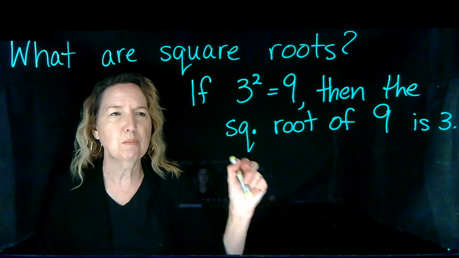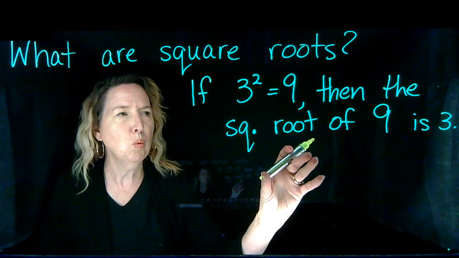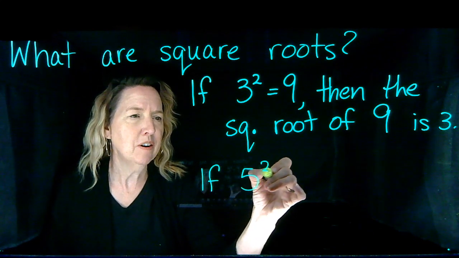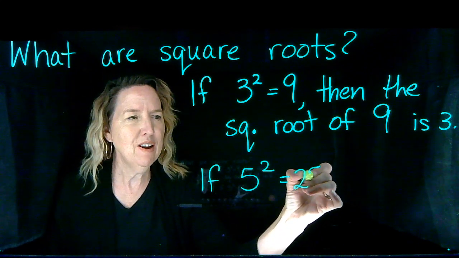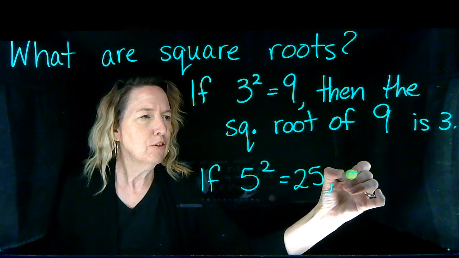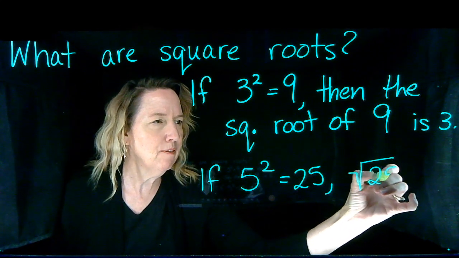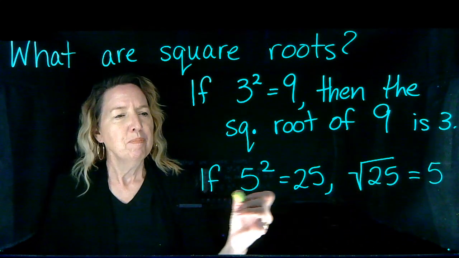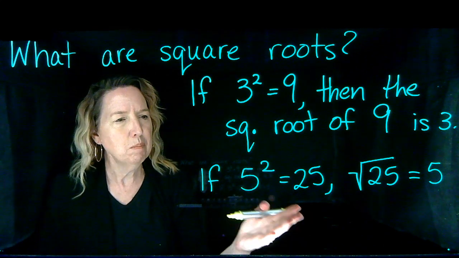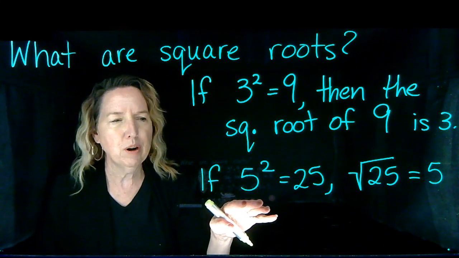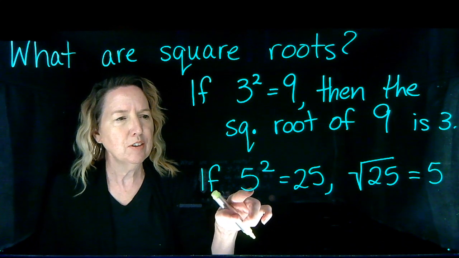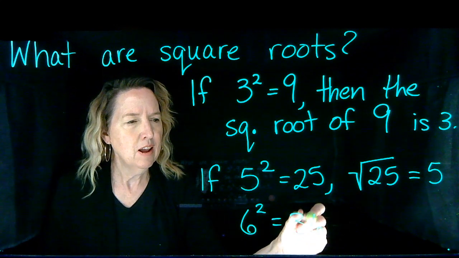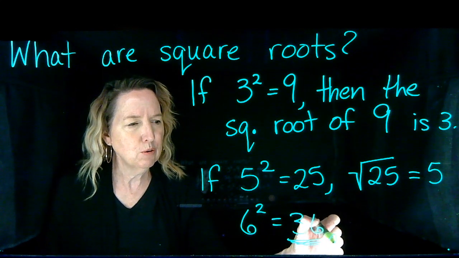Let's do it again with some symbols and a little fewer words. If 5 squared is 25, then the square root of 25 must be 5. And so there is a list of numbers that we call perfect squares. So for example, 6 squared is 36. This is a perfect square.